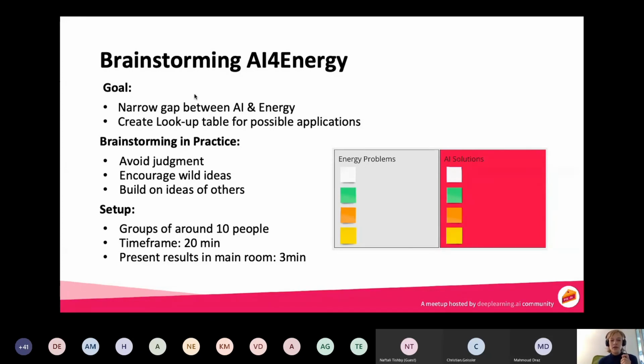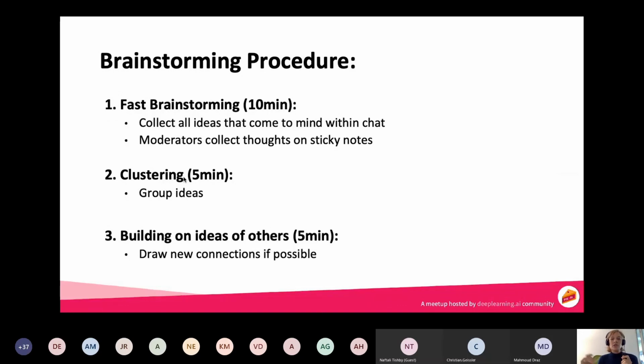The setup is going to be groups of roundabout 10 people. Hopefully we're not that many anymore, but we will have a time frame of approximately 20 minutes, and we will then come back into the main room. So for the brainstorming sessions, we are going to be in smaller groups. Like I just mentioned, we come back to the main room and have around 3 minutes to share our results.